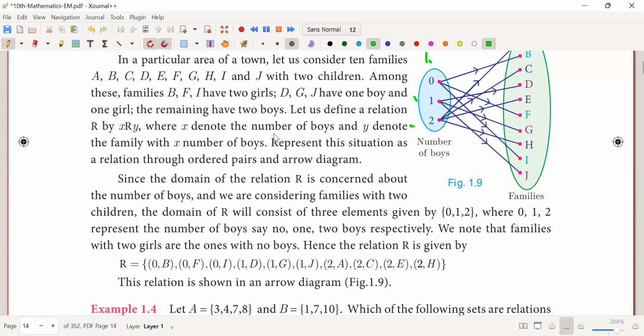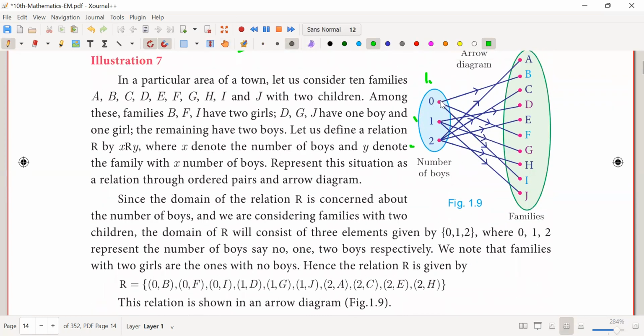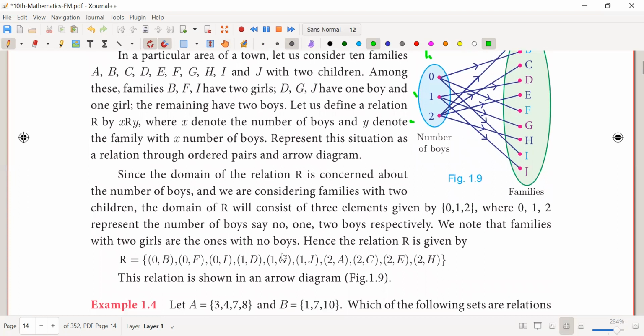Right? We can easily pair it as 0, B; 0, F; 0, I. 1, D; 1, G; 1, J. 2, A; 2, C; 2, E; 2, H. All right. From the diagram, we can easily move to the next one.